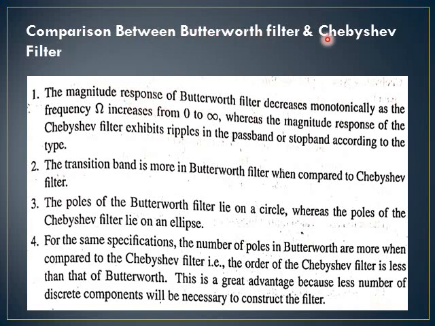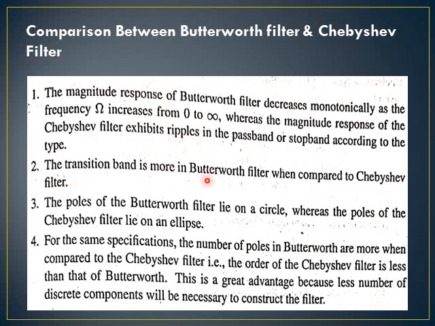Comparison between Butterworth filter and Chebyshev filter. The magnitude response of the Butterworth filter decreases monotonically as the frequency omega increases from 0 to infinity. Whereas the response of the Chebyshev filter is going to exhibit ripples in the pass band or the stop band according to the type. In case of type 1, we have ripples in the pass band and a monotonic response in the stop band. In case of type 2 Chebyshev filter, in pass band we have monotonic response and in stop band we have ripples.